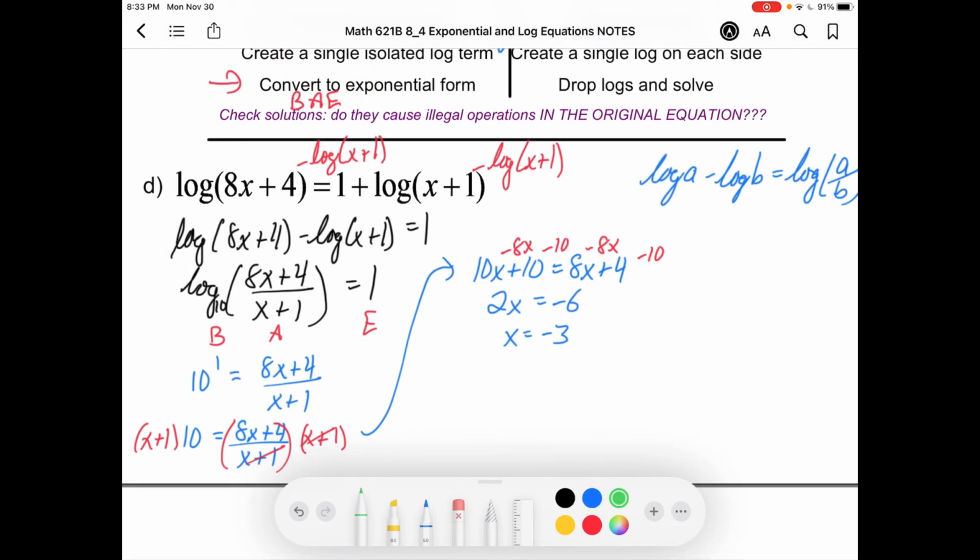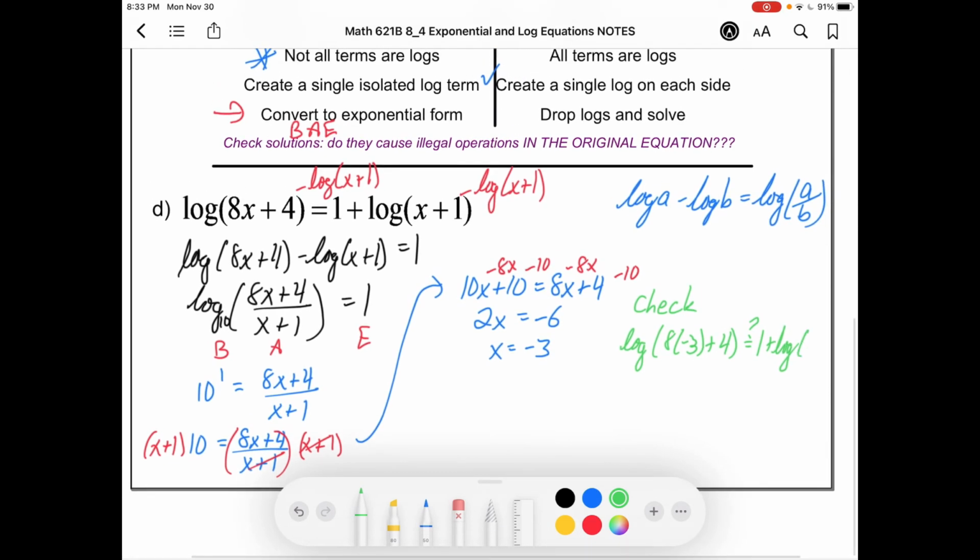Now remember, as soon as we find that answer, we're not done. We have to check it. So let me start to put it in the left side. Log of 8 times negative 3 plus 4. Does that equal 1 plus the log of negative 3 plus 1? Now, some of you might see it right away. This is telling us log of negative 24 plus 4 or log of negative 20. No, that's not a thing. Can't take the log of a negative number.